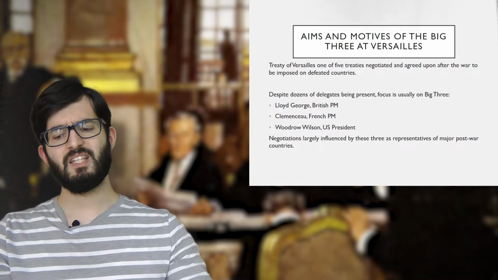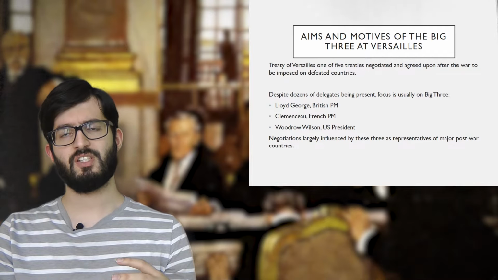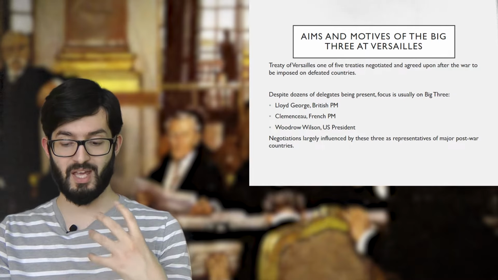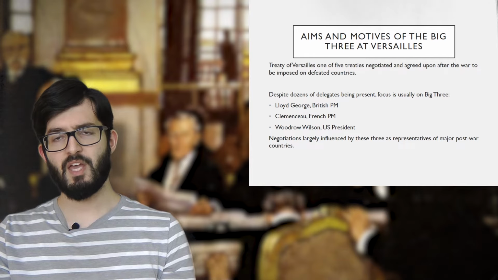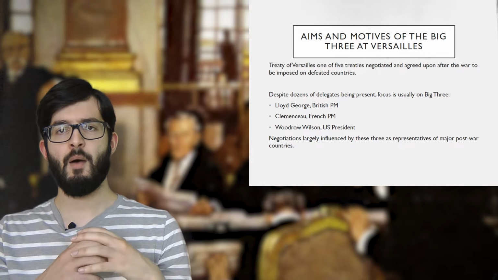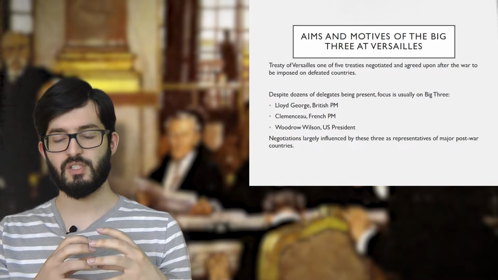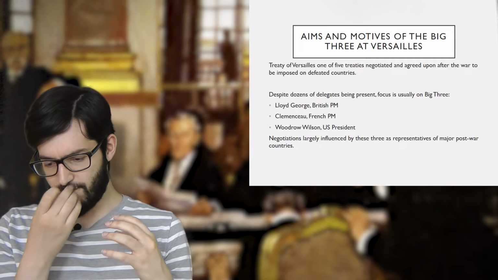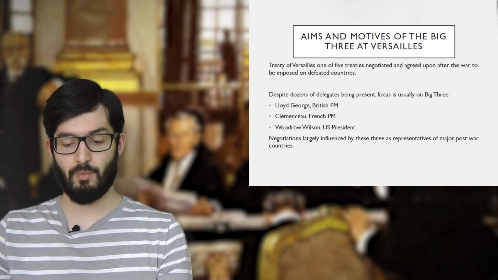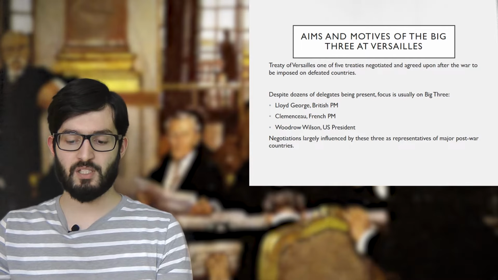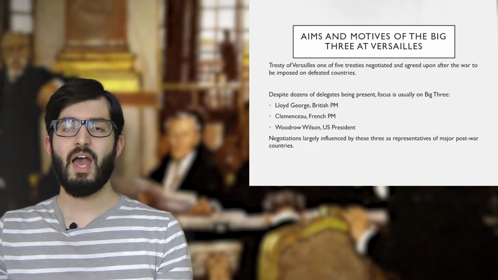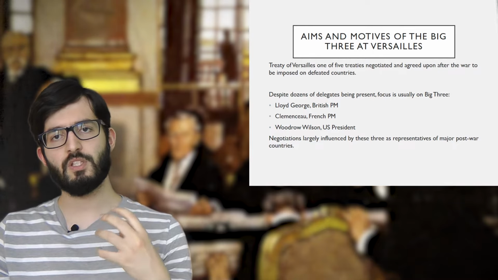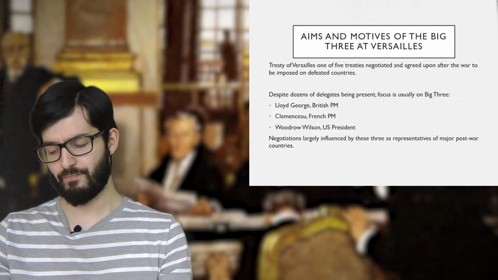And so, despite there being dozens of delegates present at these negotiations, and despite there being actually many other major or semi-important powers, for example, Italy, the focus is usually on the big three powers who do, in the end, massively influence those negotiations, and as a result are the ones who essentially construct the post-war settlement. And these three are, first of all, Lloyd George, who is of course the Prime Minister in Britain, Clemenceau, who is the French Prime Minister, and Woodrow Wilson, who is the US President. And these three people are all quite different individuals in terms of their motivations and aims, and in terms of what they want out of a peace settlement at Versailles.